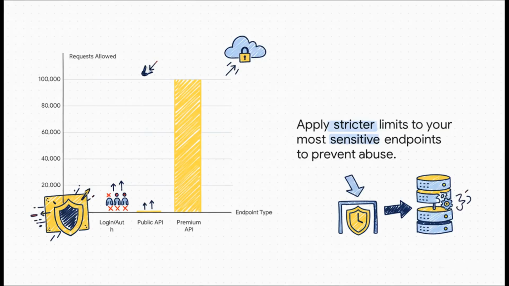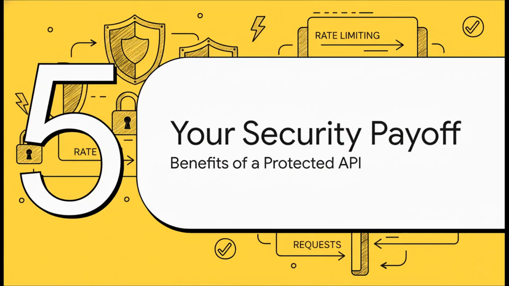As you can see here, you would never protect your login page the same way you protect a public data feed. That authentication endpoint, it needs a super strict limit, something like 5 attempts every 15 minutes to shut down those brute force attacks. Meanwhile, your main public API can be more moderate, and your premium features can be way more lenient. So we've put our bouncer to work.